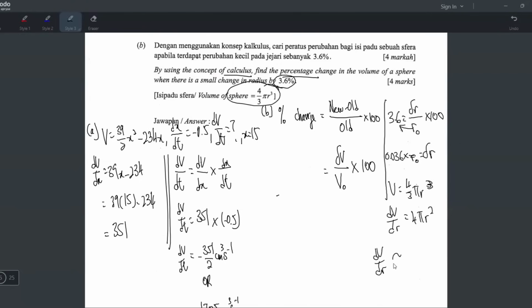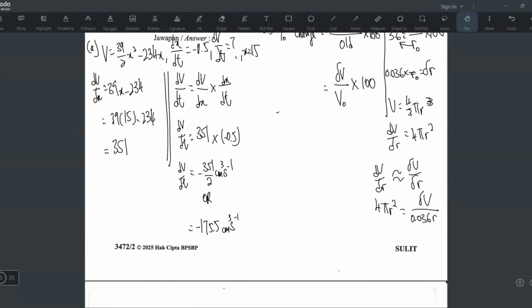Since I cannot put it in, I'll just leave it like that, and then I'll use the formula dV/dR almost equals delta V over delta R. The dV/dR I'll just put in like that, 4 pi R square, and the delta V I'm trying to find. Delta R will be 0.036 times R, right? Okay, now this is the problem, because we don't have the R. But it's okay. Let's just keep going and see where it takes me.